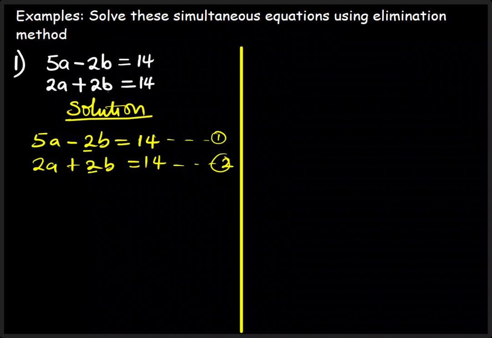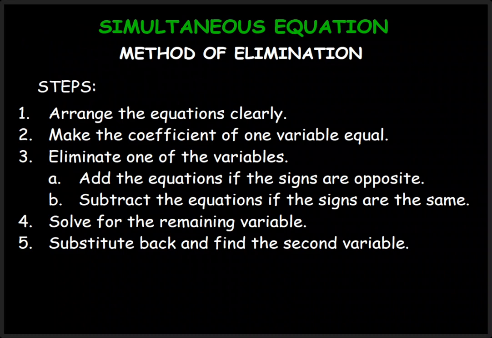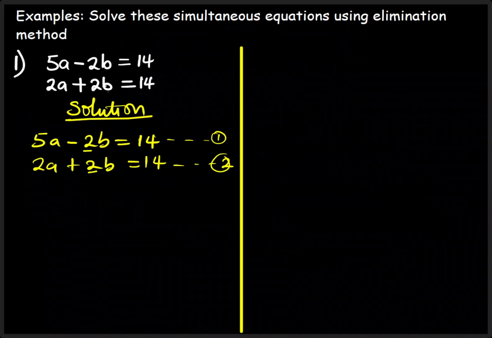So we are now going to go to step 3 to see what we are going to do. Step 3 said that we are to eliminate one of the variables. How do we do that? You add the equations if the signs are opposite, or you subtract if the signs are the same. So if we check, our signs here are opposite, minus and plus. So that means we are going to do addition, we are going to add the two equations. So let's add and see what will happen.